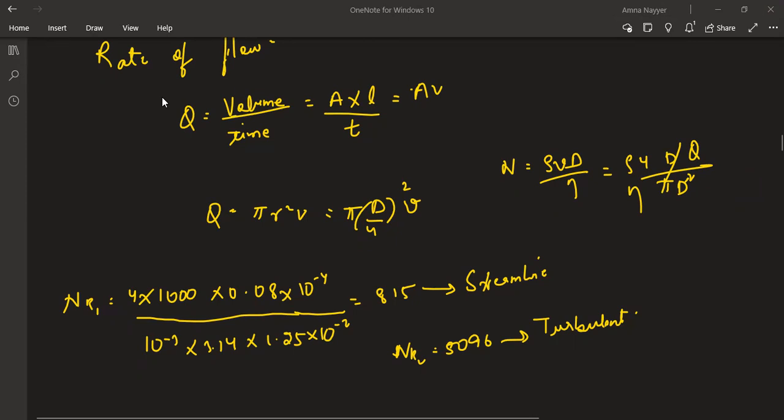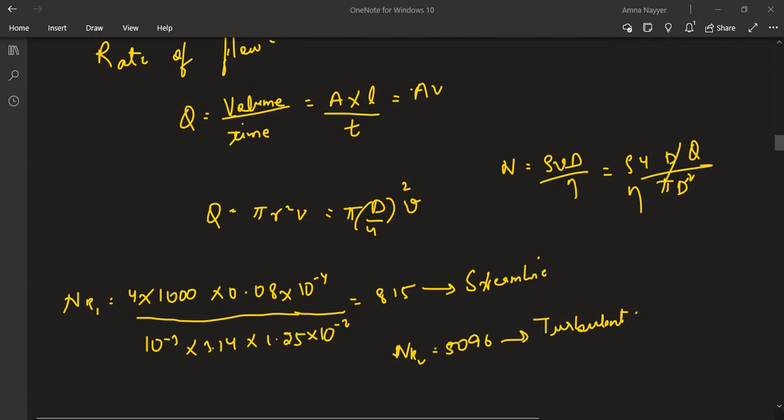How much did it come to? 815.28. Okay, so the exact value is 815.28. Yes, so that's why it becomes streamline. Next, we have the equation of continuity.